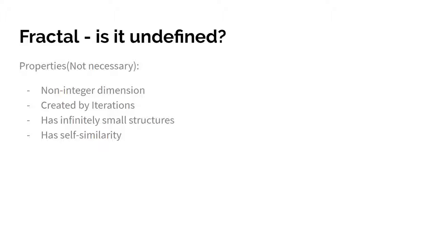Now, this self-similarity might be exact similarity, which means if you have a fractal and you do a linear transformation and zoom into a small part, then the small part is going to have the same shape as the whole one. So you could do a linear transformation on the small part of one fractal and then make it identical to the whole thing itself.